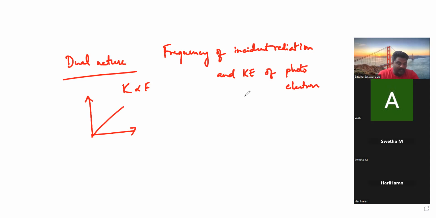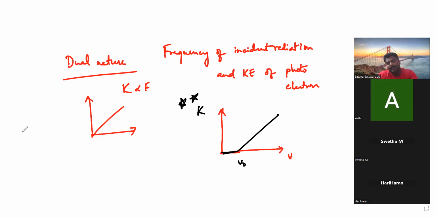You are plotting for threshold frequency and kinetic energy. It will be the same till threshold frequency point, right? After threshold frequency only it will zoom up. Right? This is important graph. Okay. Clear? Next.